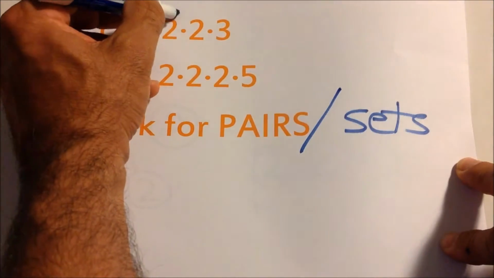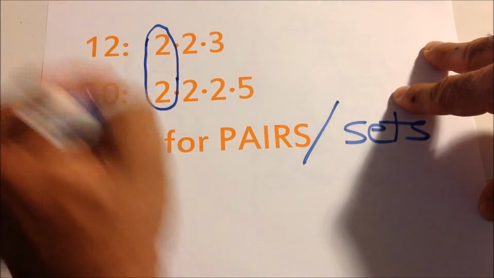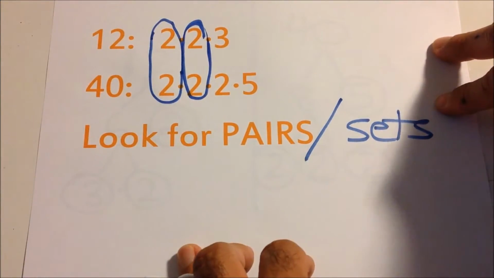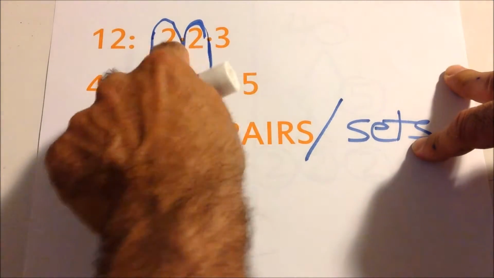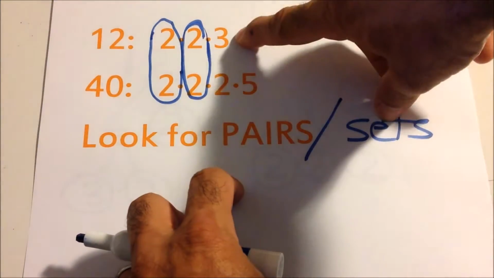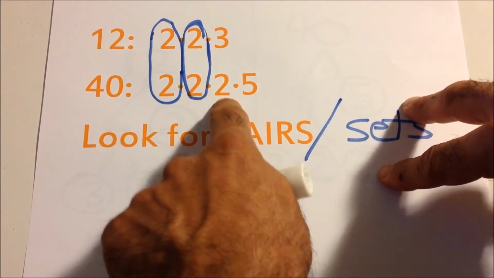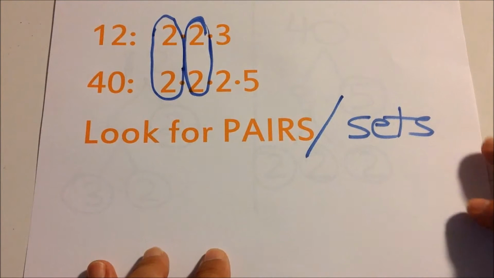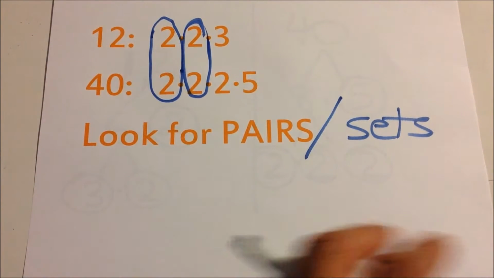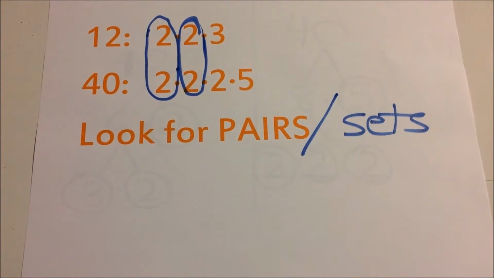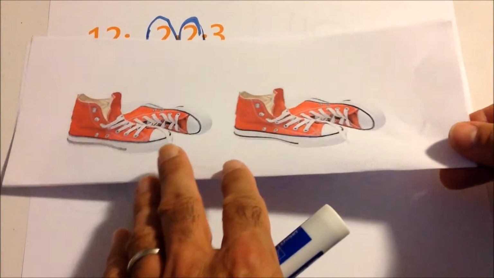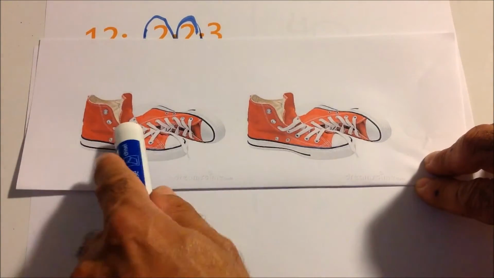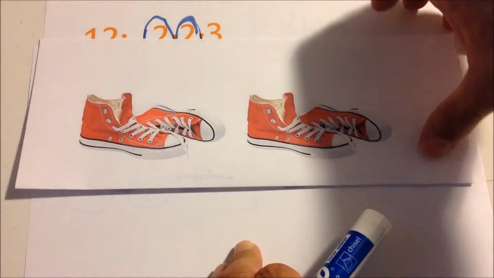You see over here, we have a pair of 2's, and we have another pair of 2's. That's what they share. That's all they share. 2 pairs of 2. They don't share a 3, they don't share a 5, and this other 2, 40 has, but 12 doesn't have it. So 12 has 2 2's and 40 has 2 2's, so that's 2 pairs. Just think of like a sneaker. Okay, so if you saw these 2 pairs of sneakers, there's 2 pairs here. There's 4 sneakers, but there's 2 pairs. So think of pairs or sets.